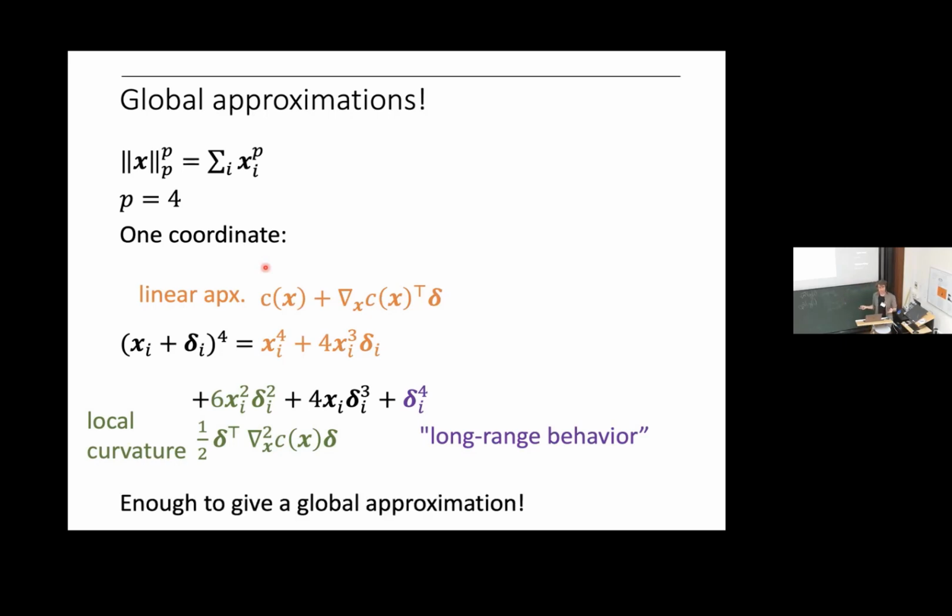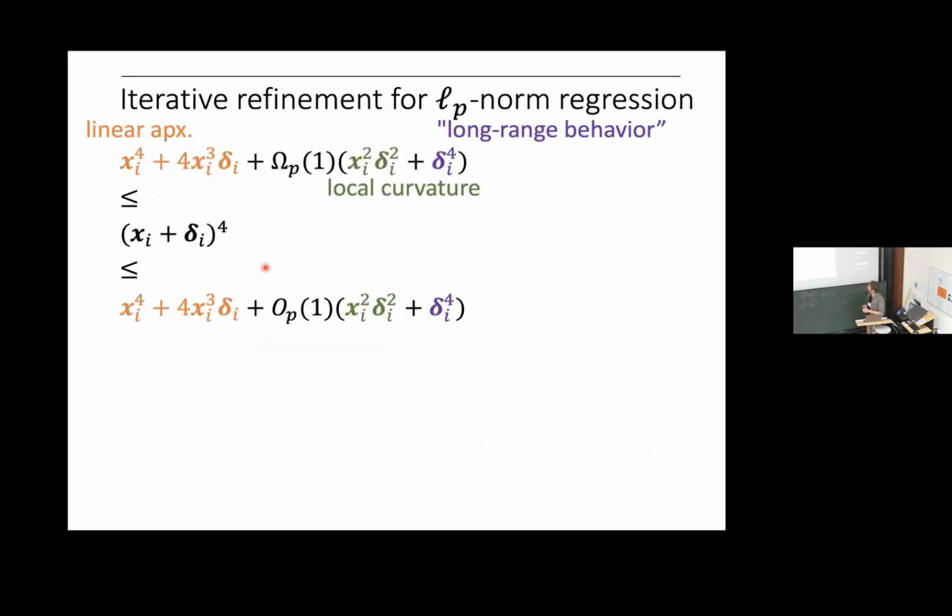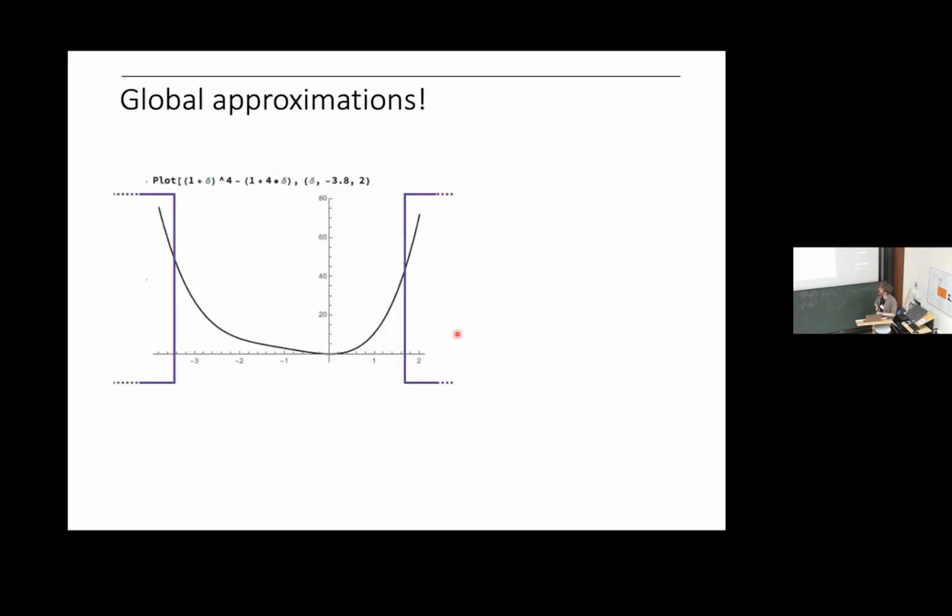And it turns out just taking these terms is enough to give a global approximation, but this has somehow crucially simplified the problem. So now we have that this linear plus local curvature plus long range behavior with the nonlinear part scaled down a bit sits below the true value. And with the nonlinear part scaled up a bit sits above. So this is our upper bound and lower bound.